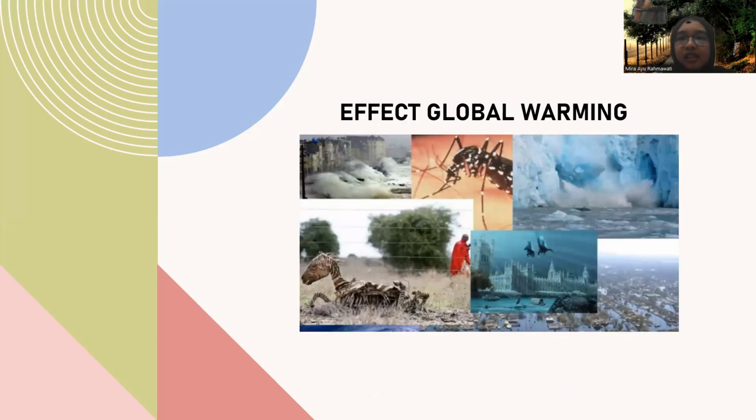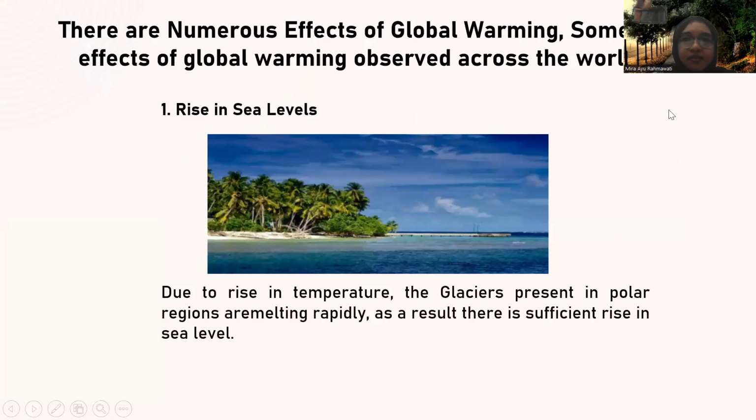Okay, next are the effects of global warming. There are numerous effects of global warming. Some of the effects observed across the world are: number one, rise in the sea levels. Due to rise in temperature, the glaciers present in polar regions are melting rapidly. As a result, there is a sufficient rise in sea level.